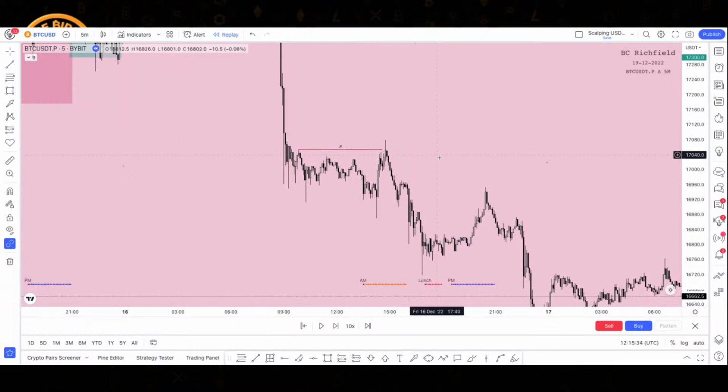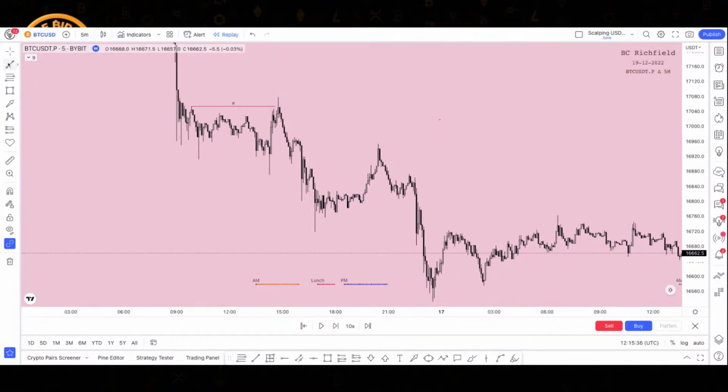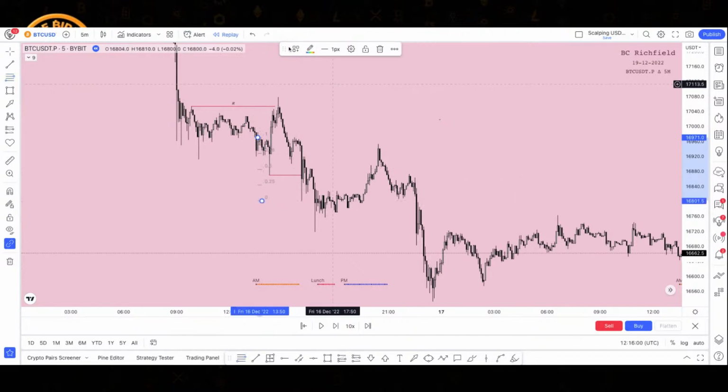Yeah. And then what we're looking for here is we need to see this low taken out, right? Now, as price comes down here and we get this deeper correction, what I'm looking for is this leg down, right? The leg that breaks structure, okay? And the reason for that is I want to set my entries in premium, right?